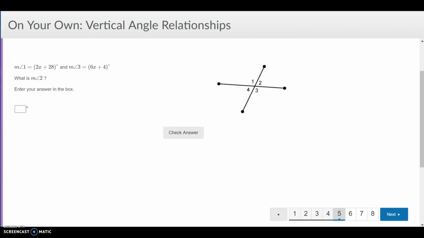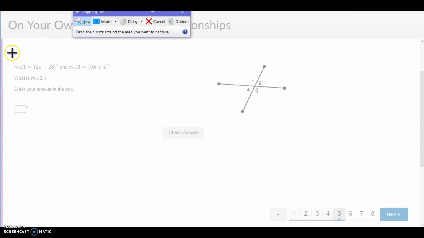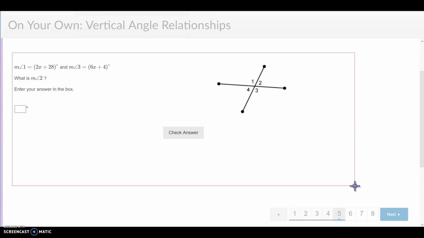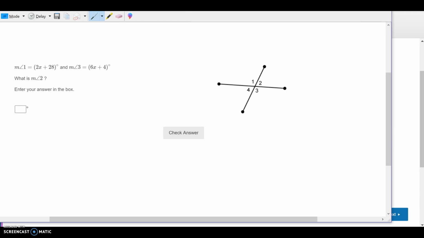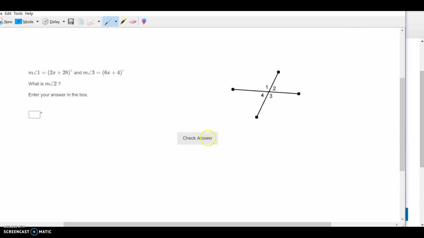All right, snip again. Alrighty, let's write in what we know. The measure of angle 1 equals 2x plus 28. The measure of angle 3 is 6x plus 4. Find the measure of angle 2. Okay, let's be careful here. So first, we set these equal to each other.